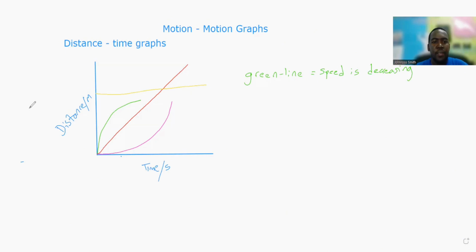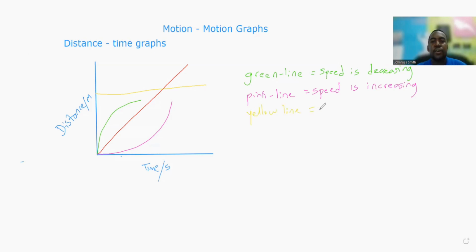All right, and then we look at our pink line. This is the other curve, right? And this one is curving upwards. So in this case, we know that it's traveling some distance and its speed is increasing. Again, it will start off slow, and then it starts to pick up speed close to the end of its journey.